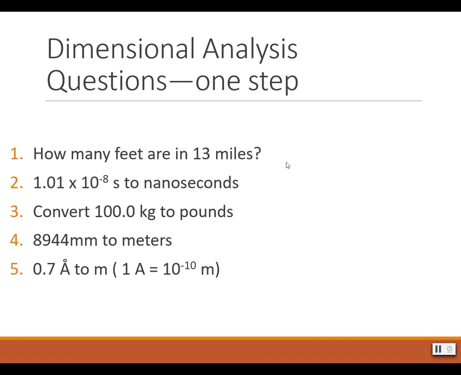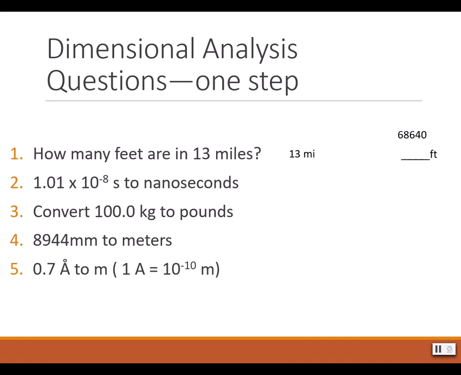I'm going to start this problem just as I said in the previous slide. I'm going to write down the number and unit that I was given. I'm given 13 miles. And notice that the abbreviation for miles is mi, it's not m. m is meters, so just be aware of that. I wrote down the number and unit that I was given, gave myself some space to work the problem, and wrote down the unit that I'm looking for. So I need to go from miles to feet.